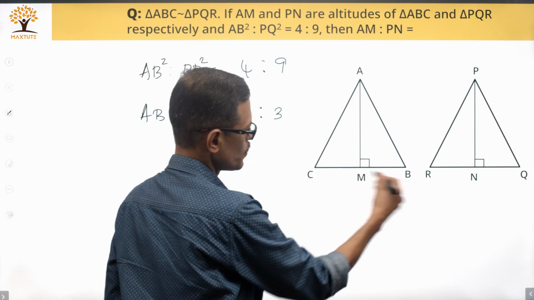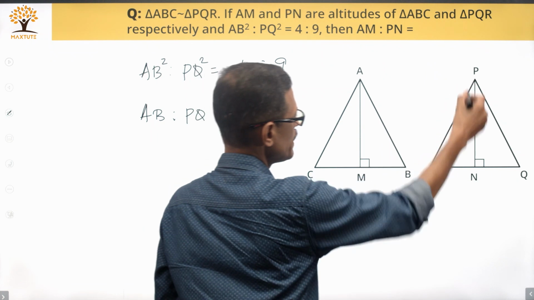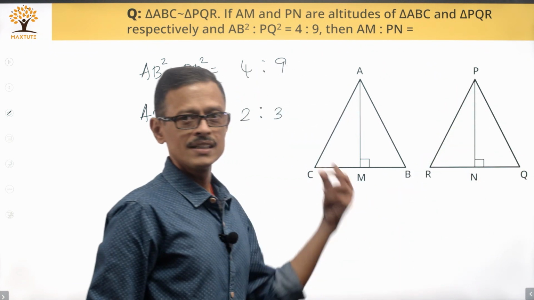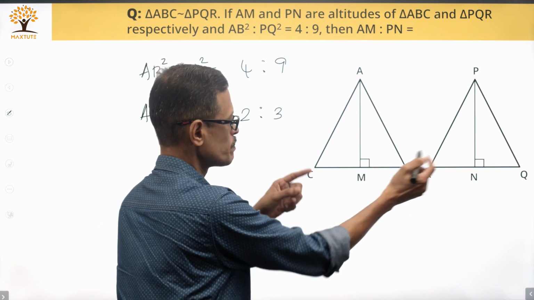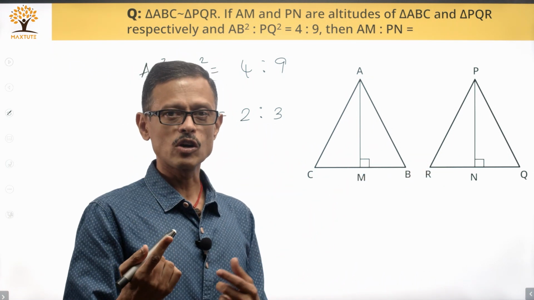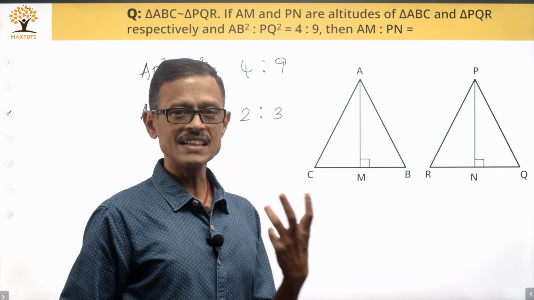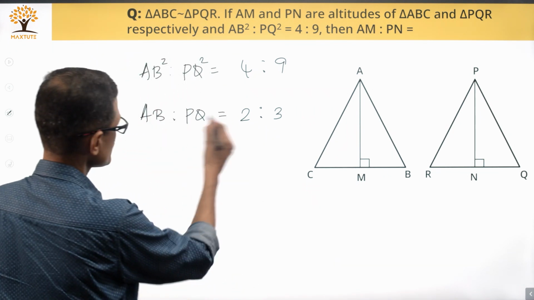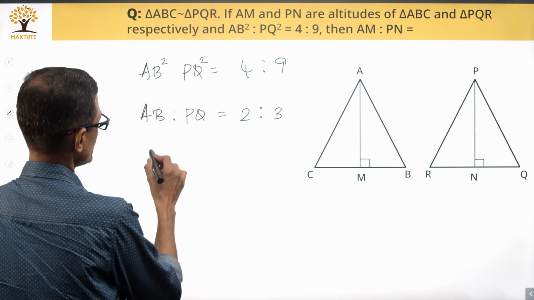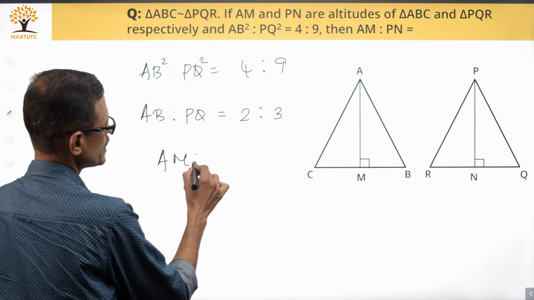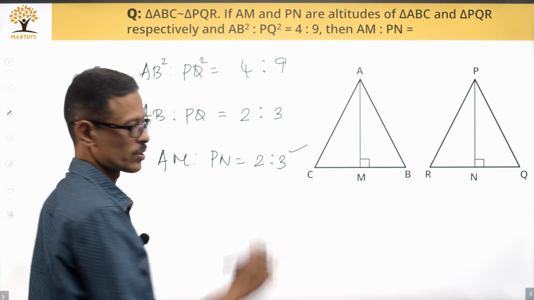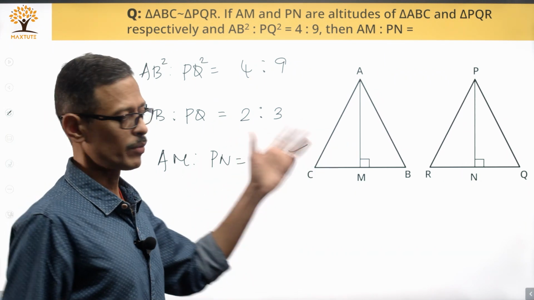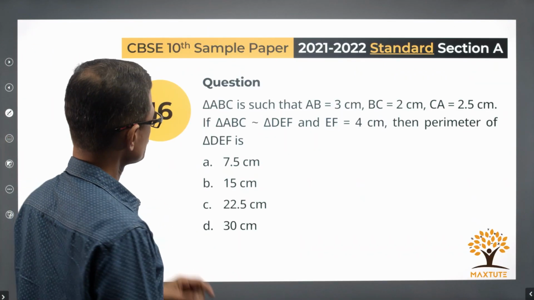AM is altitude to BC. Similarly, PN is altitude to QR, which means that because these two are the corresponding altitudes to corresponding sides BC and QR, their ratio will also be the same as the ratio of the lengths of the sides of the triangle. Lengths of the sides of the triangle are in the ratio of 2:3. Therefore, the altitudes AM is to PN will also be in the ratio 2:3. So that's the answer to this question. Very simple, straightforward question. Move on further.